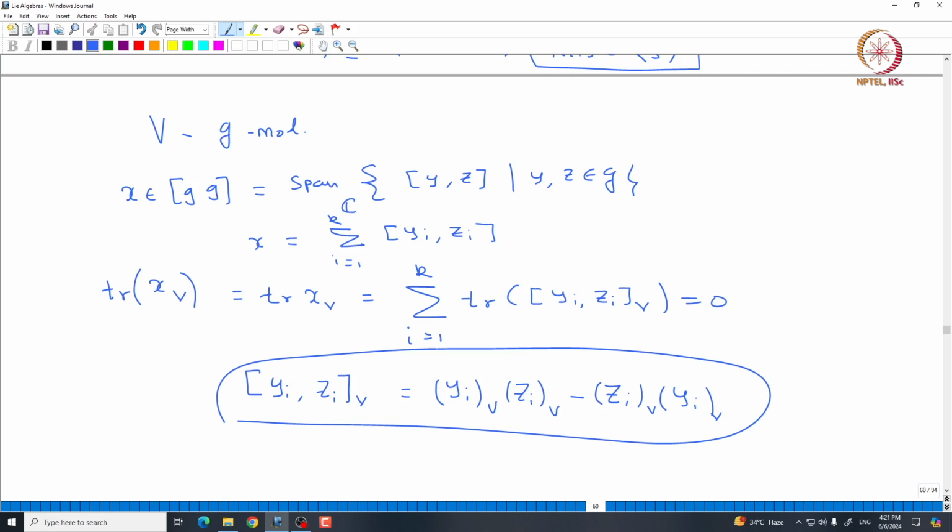For example, if we take W to be any submodule, then the trace of this bracket [Y,Z] will also be 0 when you calculate its action restricted to W. These pieces of information will be used repeatedly to classify, for example, irreducible representations of SL2 and so on. We will stop here. I will continue with some more examples of representations in the next class. Thank you very much.